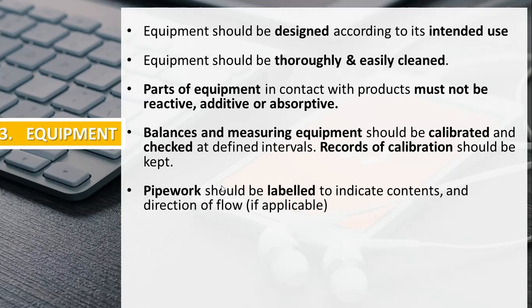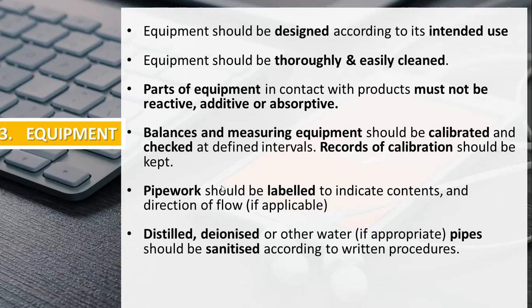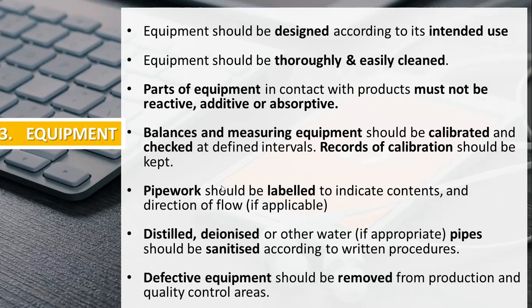Pipework should be labeled to indicate its content and, if applicable, indicate the direction of the flow. Pipes carrying distilled or deionized water must be sanitized accordingly. And any defective equipment should be removed from the production and QC labs.